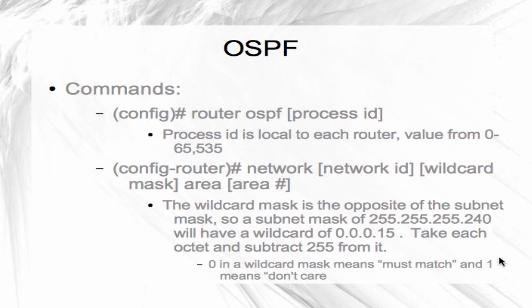Now, the wildcard mask is basically the opposite of the subnet mask. Okay, so like you see on the screen here, if you have a subnet mask of 255.255.255.240, you're going to have a wildcard mask of 0.0.0.15. Okay, so basically you take each octet and subtract it from 255. Okay, now in a wildcard mask, 0 means that those bits must match, and 1 means that it doesn't care. Okay, it doesn't matter. It's not going to inspect that.